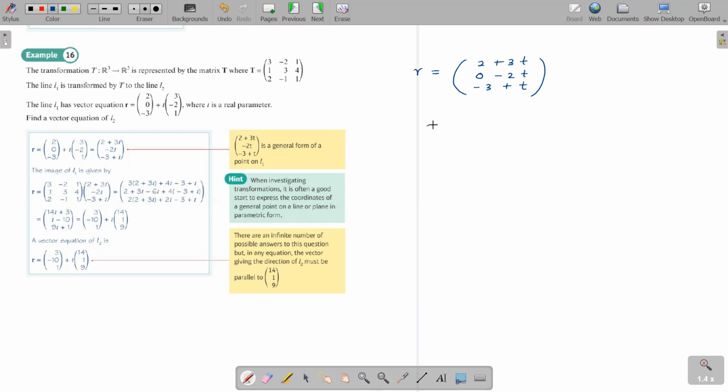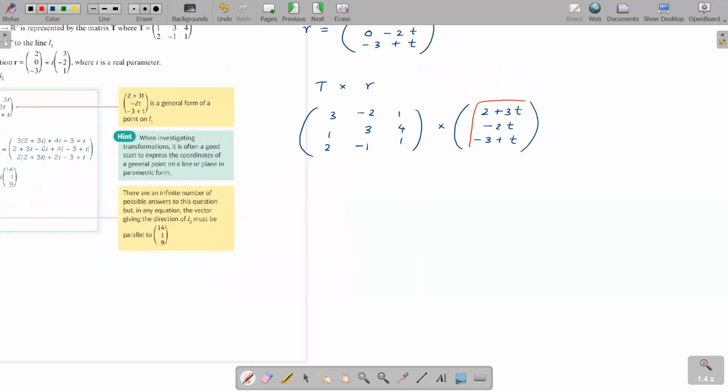And what do we do? We apply the transformation matrix to the object coordinate, which gives the image coordinate. Do you agree with me? The transformation matrix is 3, 1, 2; -2, 3, -1; 1, 4, 1, multiplied with the object coordinate. The x coordinate is 2 plus 3t, the y coordinate is minus 2t, the z coordinate is minus 3 plus t. Are you with me? Shall we multiply? This is entirely one column, okay? There are 3 rows, row 1, row 2, row 3, and only one column here. So when you multiply, this is a 3 by 3 matrix along with a 3 by 1 matrix, so your answer is a 3 by 1 matrix.